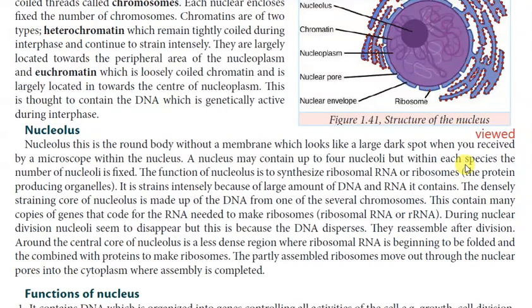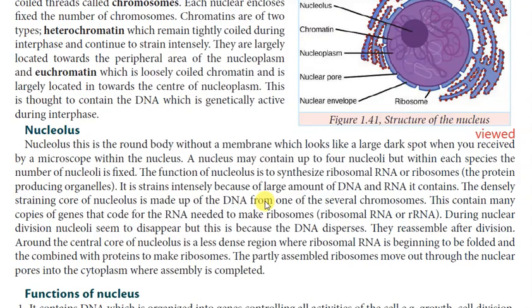So the center core of the nucleolus is made up of the DNA from one of the several chromosomes. These contain many copies of genes that code for the RNA needed to make the ribosomes. Kwa hii DNA inakuwa ina uwezo kutengeneza many copies, inatengeneza copies za RNA. Tutaenda kuona kwenye genetics kivipi DNA inaenda kutengeneza RNA, tuta discuss kwenye genetics.